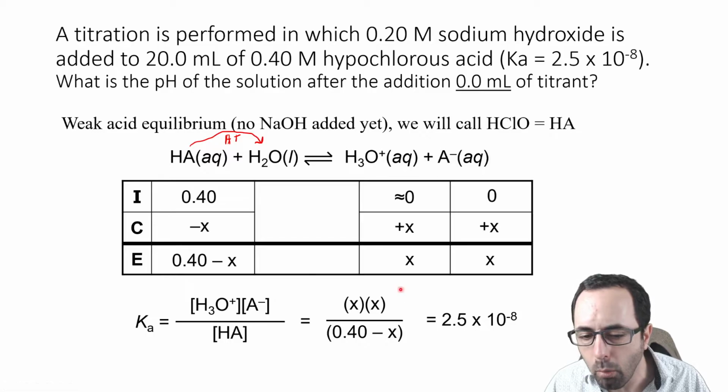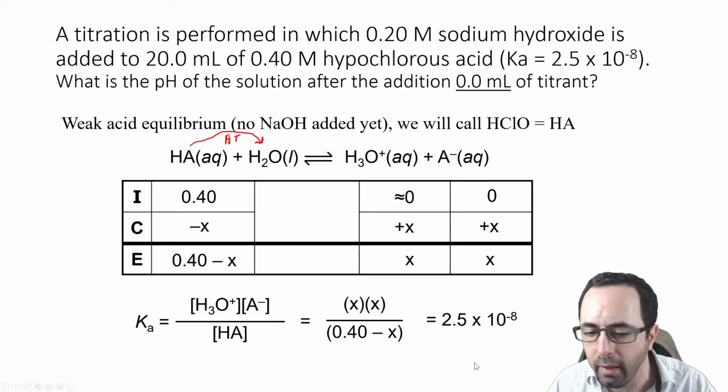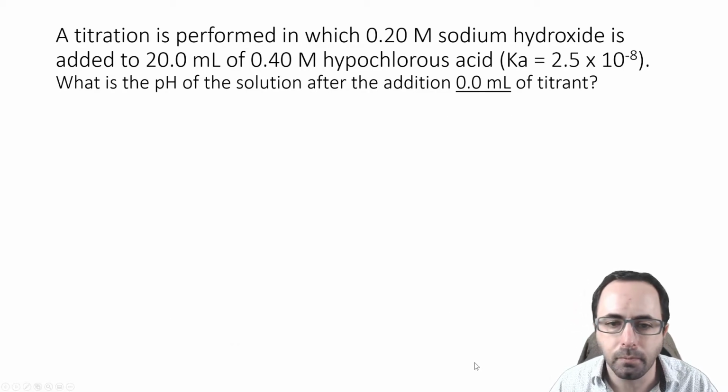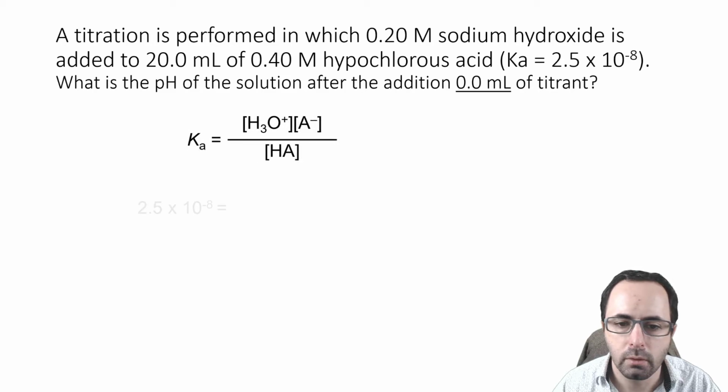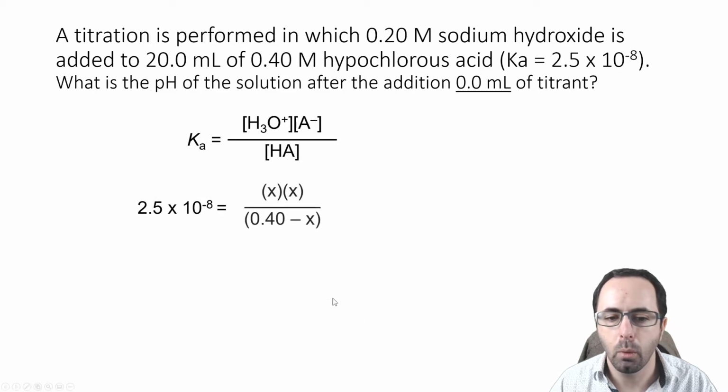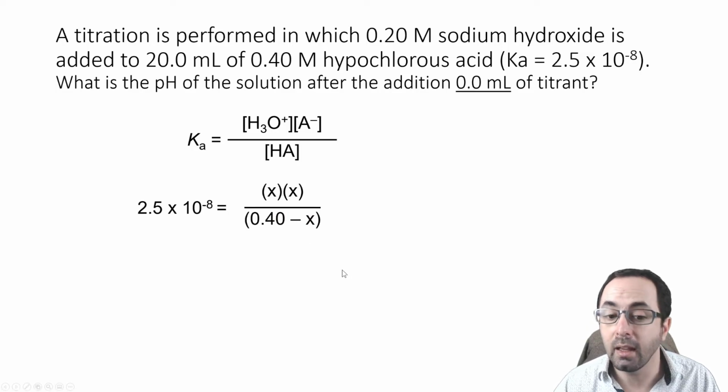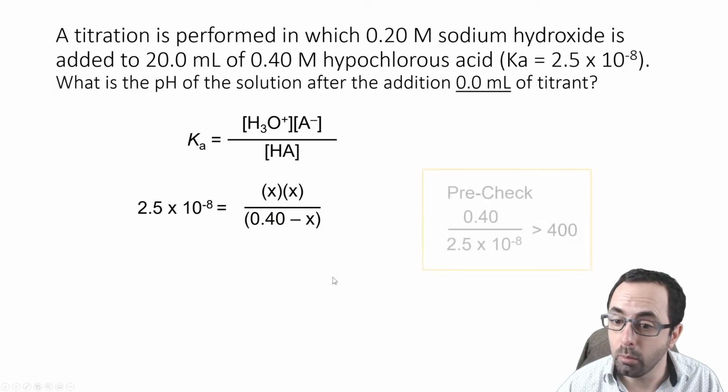So let's take this whole part here. x times x over 0.4 minus x equals 2.5 times 10 to the minus 8. Let's roll that forward to the next slide. So this is what we had here. It's x times x over 0.4 minus x. And again, we're going to be able to assume that x is small.